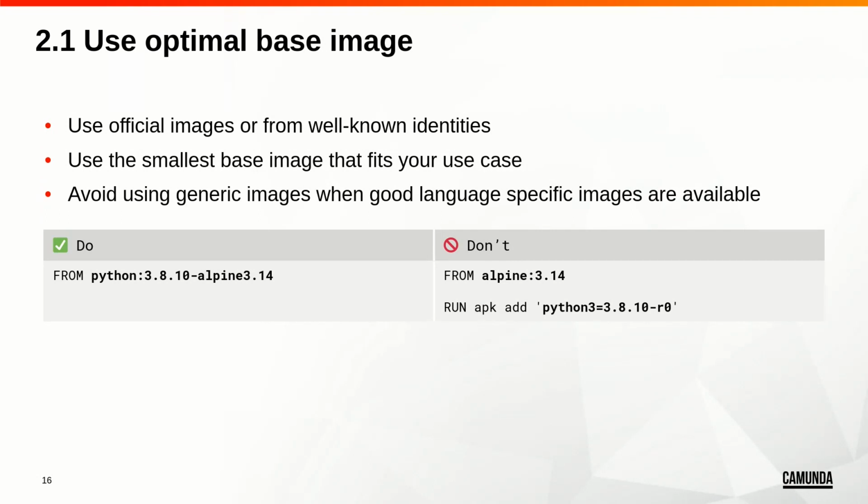So here, always use an optimal base image. Optimal image here means it's of good quality and well designed for the use case you have. For example, if you are going to run a Python application, don't use a generic image and then install Python and all of that, but use an image made for Python. Most of the time you will find a good fit for your use case, instead of just using a generic image.